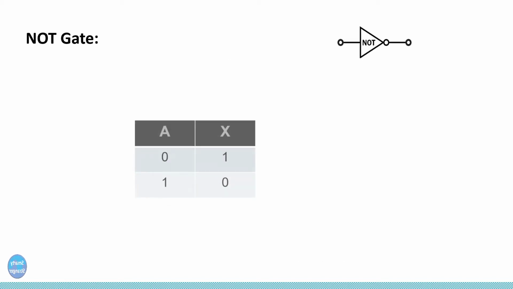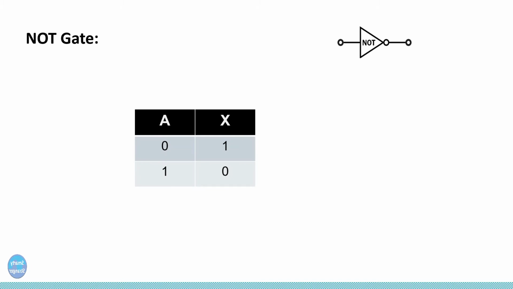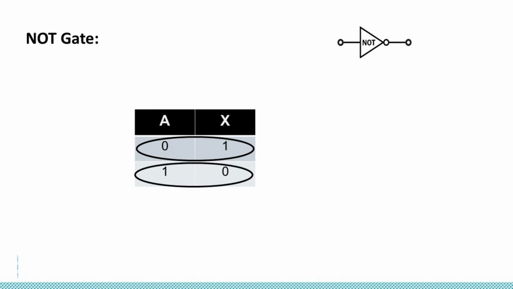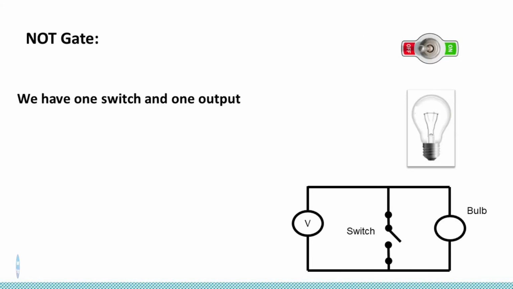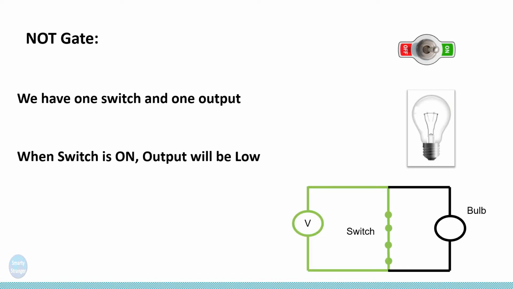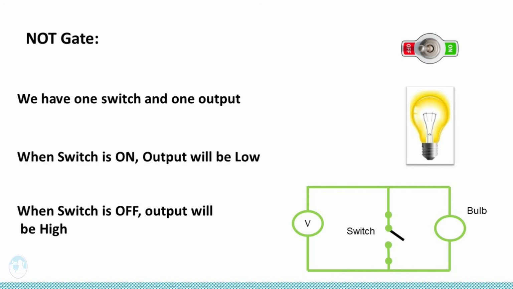If we draw its truth table, it would be like this. Consider the table. The output of the NOT gate is high when the input is low. The output is low when the input is high. Now we understand this concept by making its electrical circuit. We have 1 switch and 1 output. When the switch is on, the output will be low. When the switch is off, the output will be high.